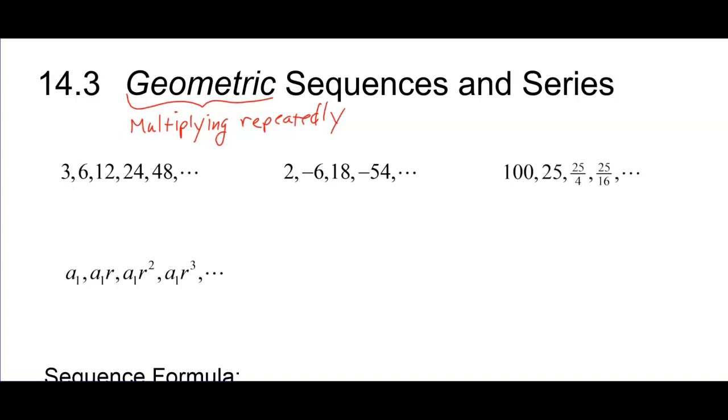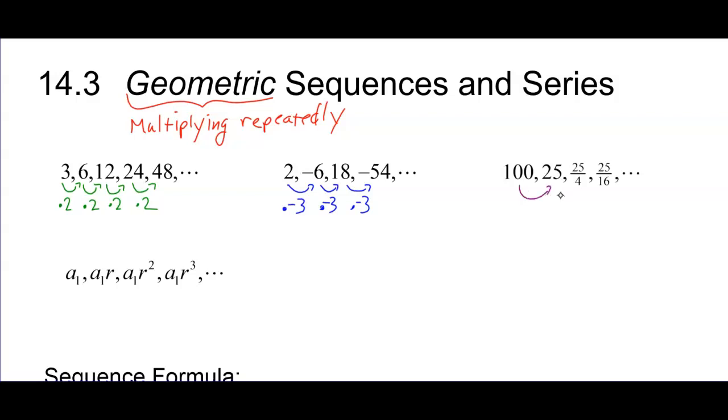You can see with this first one, going from 3 to 6, 6 to 12, 12 to 24, 24 to 48. This one is a consistent multiply by 2 each time. This next one, it's a little trickier, but the idea here is it is perfectly legal to multiply by a negative number each time. And if you repeatedly multiply by a negative number, it's going to force your answers to come out positive, then negative, then positive, then negative, and switch back and forth like that.